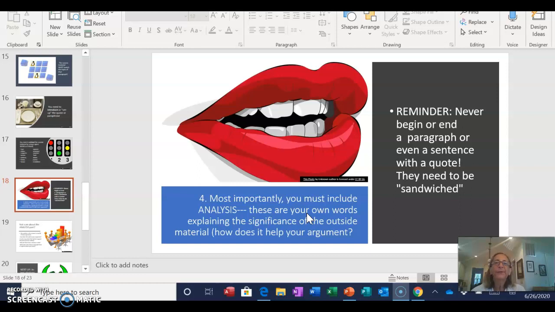One that comes to mind right away is many times people like to begin their argument, their paper, with a quote, and sometimes that's effective and that's acceptable. But as a general rule within the body of your paper, you really do not want to begin a paragraph or end a paragraph on a quote.